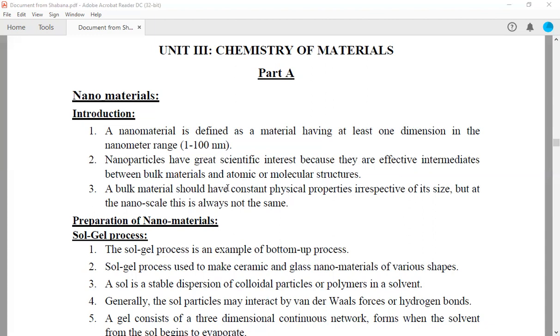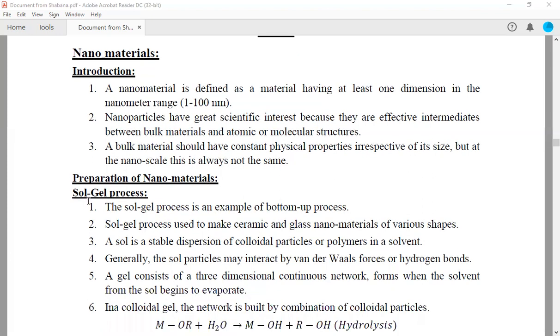Basically, there are two types of approaches for the preparation of nanomaterial: the top-down approach and the bottom-up approach. Top-down means from top to bottom.